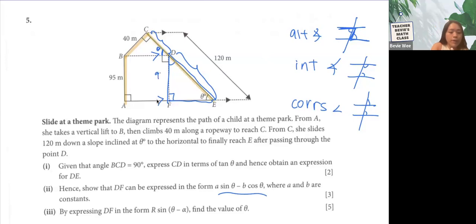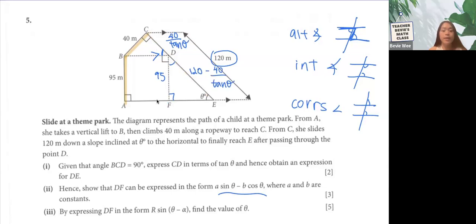Wait, this is 95. You need the answer from DF. Another thing, don't forget, this is 120. So is there another way that I can get DE after you get CD? Can, right? Just now I found CD using trigo. CD is 40 over tangent theta. Meaning my DE over here is 120 minus 40 over tangent theta.